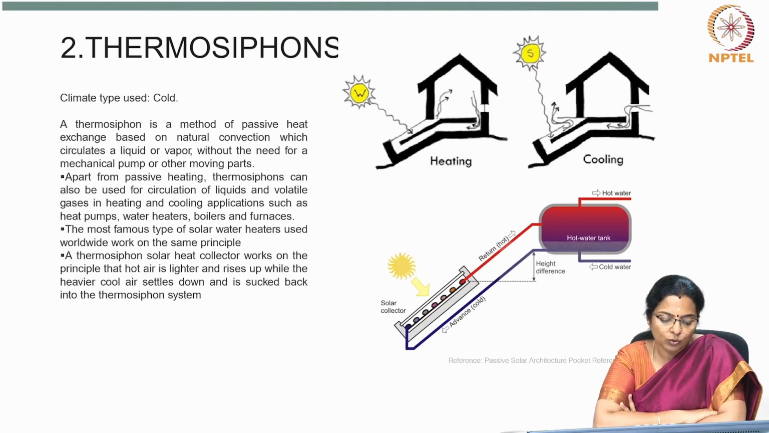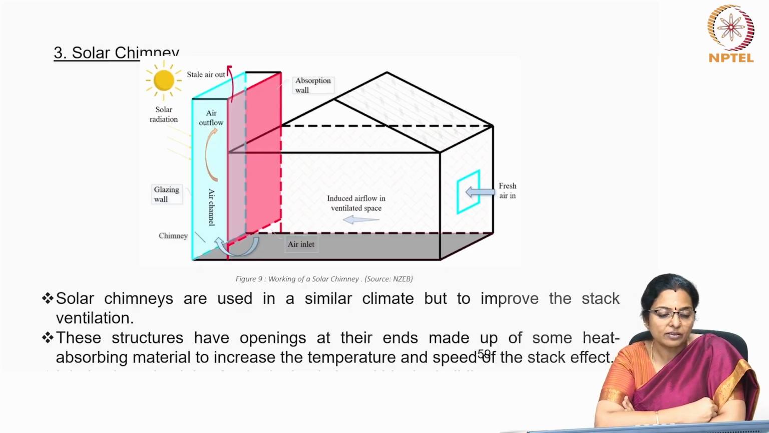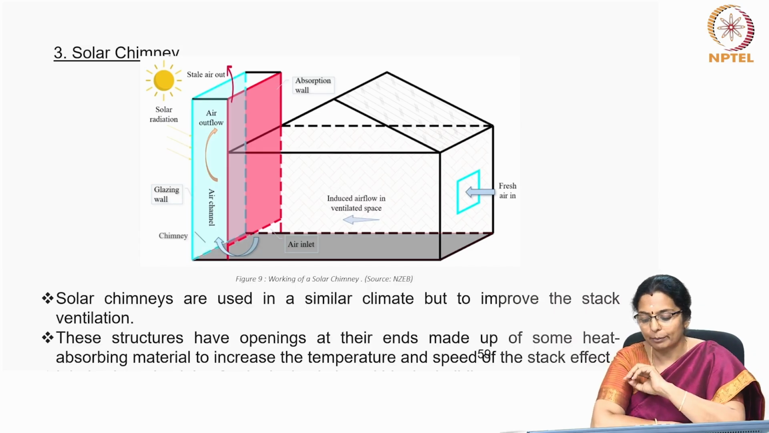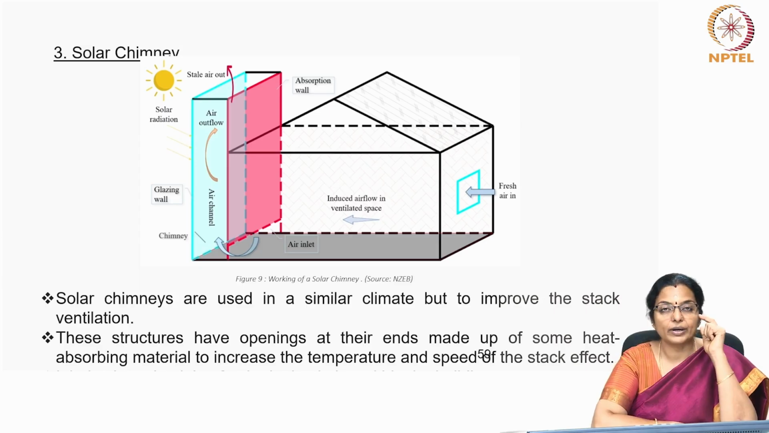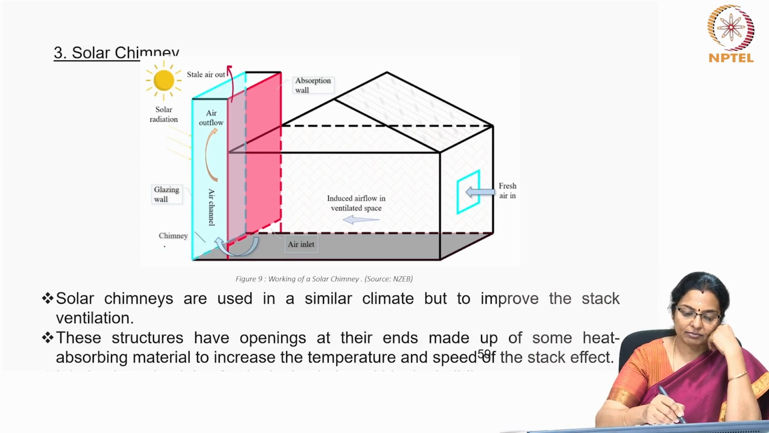A thermosiphon solar heat collector works on the principle that hot air is lighter and rises up, while the heavier cool air settles down and is sucked back into the thermosiphon system. The third advanced passive technique is a solar chimney. A solar chimney is used in a similar climate but to improve the stack ventilation. These structures have openings at the ends made up of some heat absorbing material to increase the temperature and speed up the stack effect.